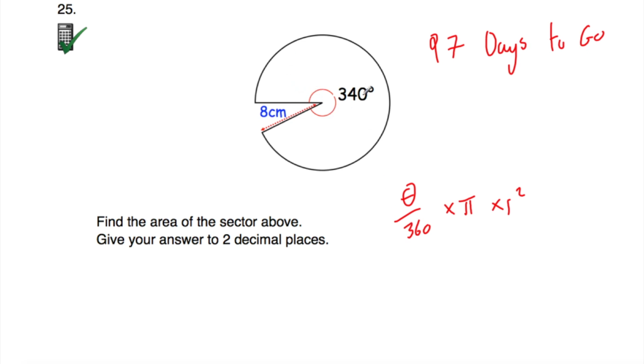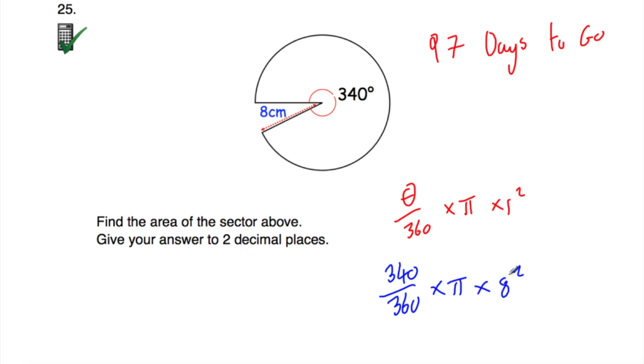So the size of the angle is 340 degrees, so it's going to be 340 over 360, because we've got 340 360ths of a full circle, multiplied by pi, multiplied by the radius of the circle squared, so it's going to be 8 squared. And this is a calculator question, so we can just type this into our calculator and then get our answer and then round it to 2 decimal places.